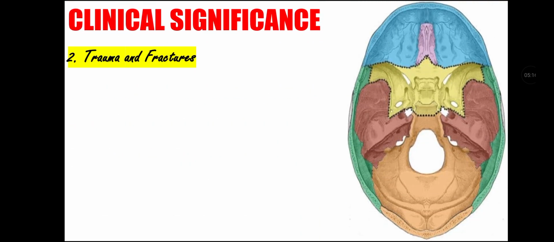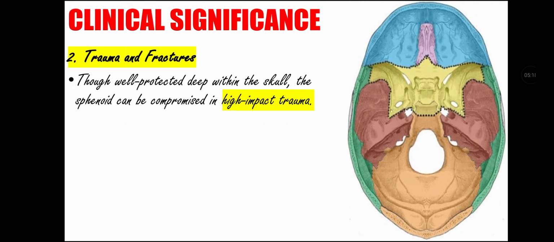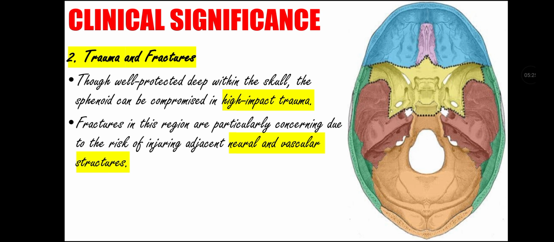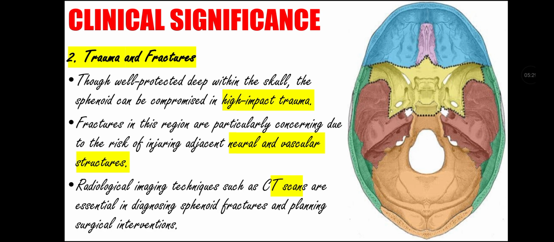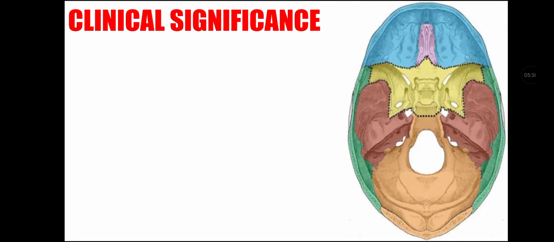Further talking about clinical significance, there may be trauma and fracture. Though well protected deep within the skull, the sphenoid can be compromised in high impact trauma. Fractures in this region can be particularly concerning due to the risk of injuring adjacent neural and muscular structures. Radiological imaging techniques such as CT scans are essential in diagnosing sphenoid fractures and planning surgical intervention.